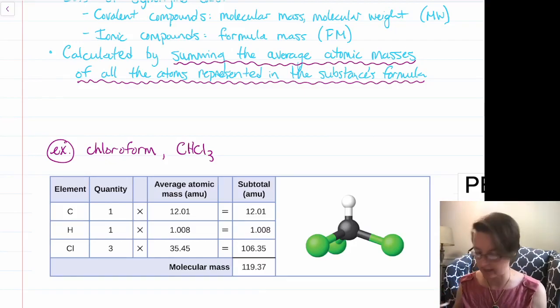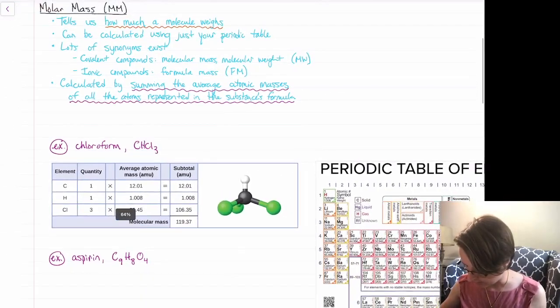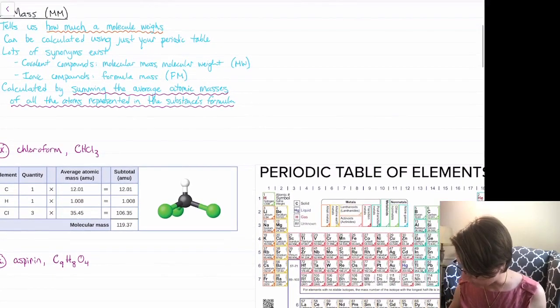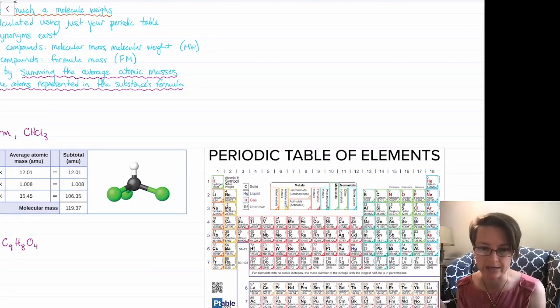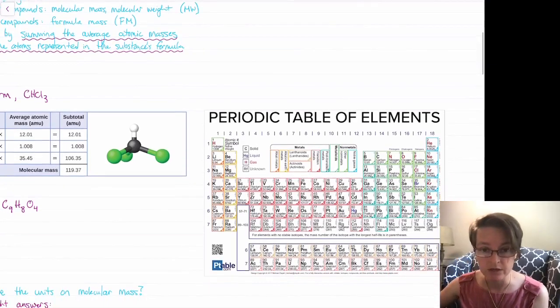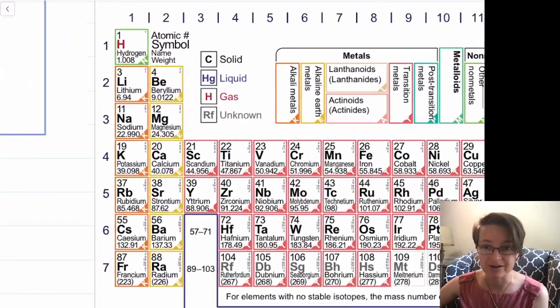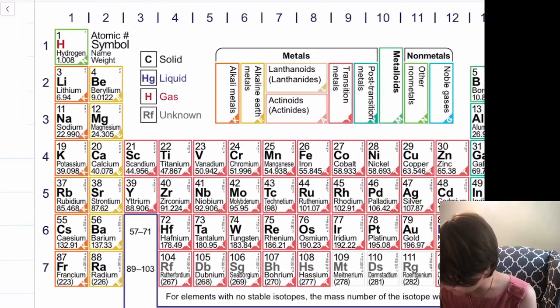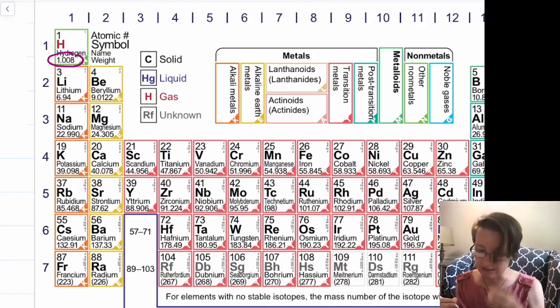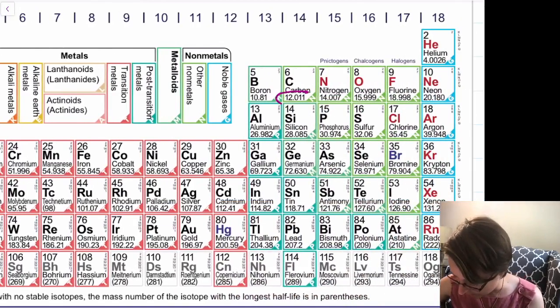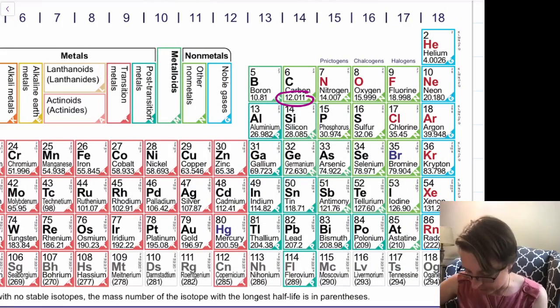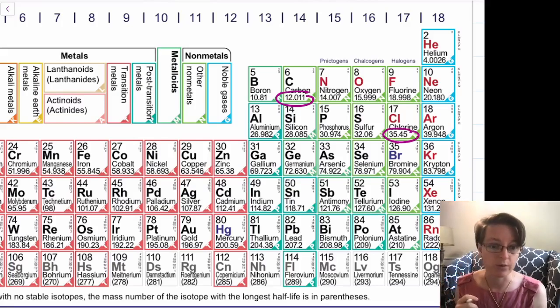I've shown that in this little figure here, but let me just really hammer home where I'm getting these numbers from, this 12.01, 1.008, and 35.45. It is all coming from our periodic table. If I zoom in here on our periodic table, you'll see that the number reported for the average atomic mass of hydrogen is 1.008. For carbon, element 6, it's 12.01. And for chlorine, it's 35.45.